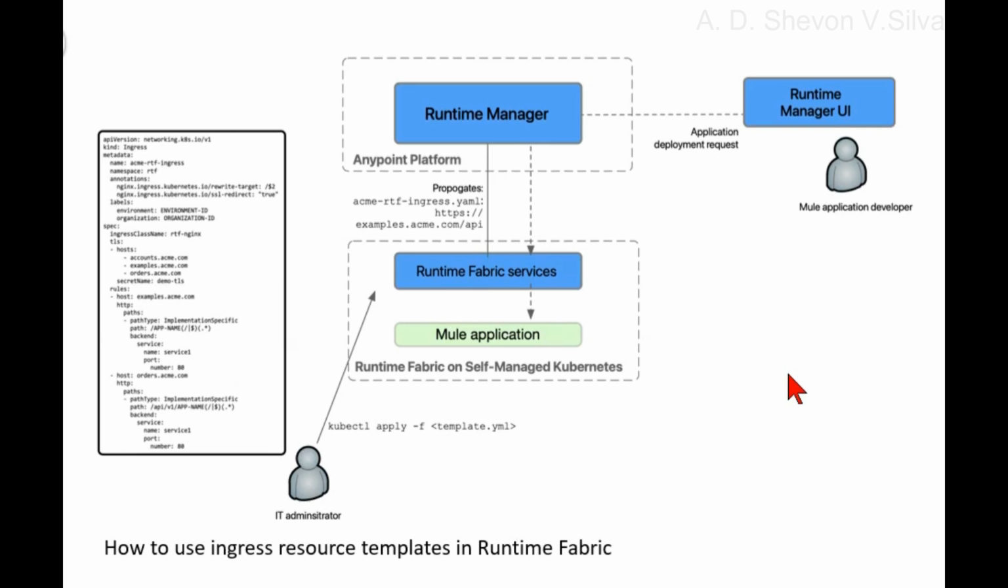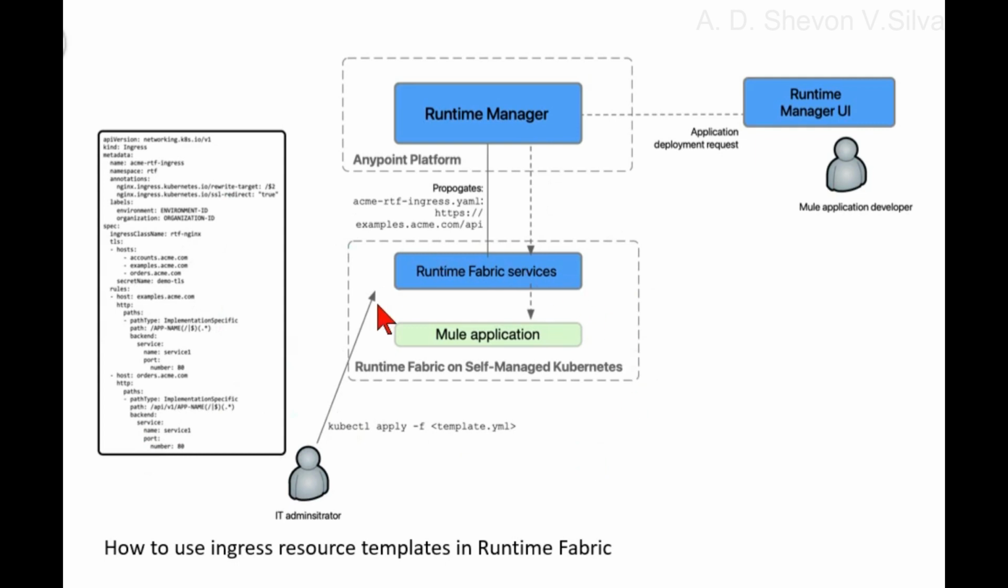In a template similar to the Kubernetes Ingress spec, you can specify annotations, Ingress class name, and HTTP and HTTPS rules. If you do not apply an Ingress resource template for an application, you can't add Ingress endpoints when you deploy it. Here you can see how Ingress resource templates work in Runtime Fabric.